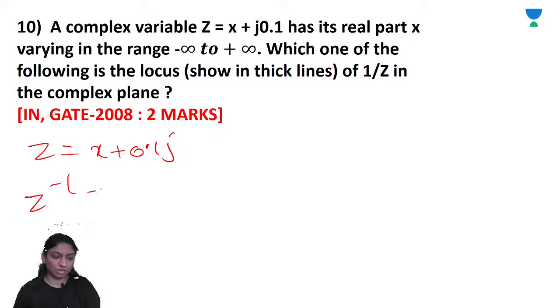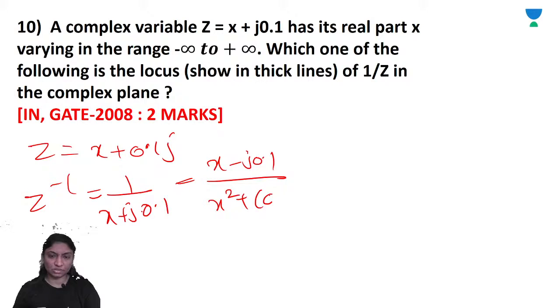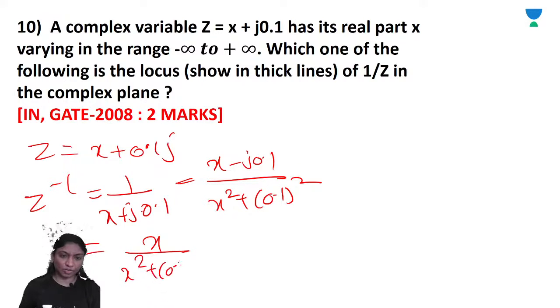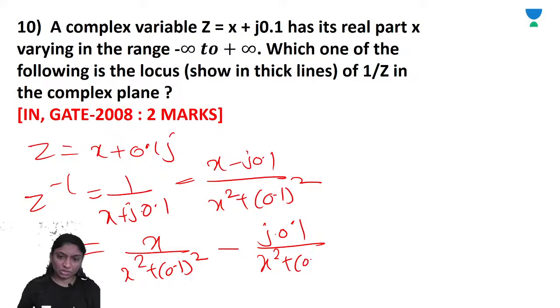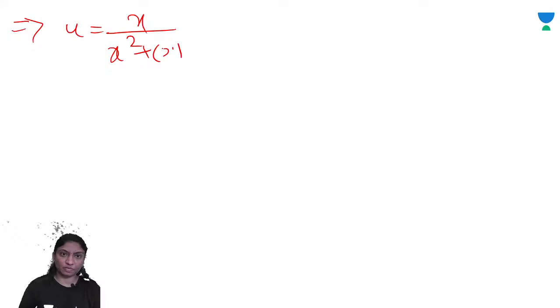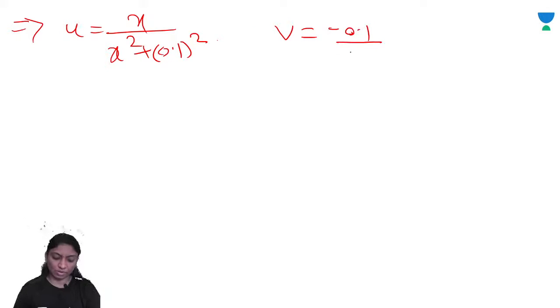So z inverse is equal to 1 upon x plus 0.1j, which is equal to (x minus 0.1j) upon (x square plus 0.1 square), right? So which is equal to x upon (x square plus 0.1 square) minus 0.1j upon (x square plus 0.1 square), which is equal to u plus iv. So which implies u is equal to x upon (x square plus 0.1) bracket square. Okay. v is equal to minus 0.1 upon (x square plus 0.1) bracket square.